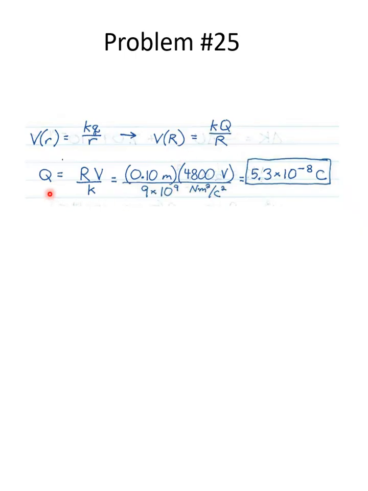And so then we're going to solve that for Q. Q is the radius of the sphere times the voltage at that position, 4,800 volts, divided by K. And you can see here in the denominator, in class and in my lecture videos, I might take that out a few more digits, 8.9876 times 10 to the 9th. But here, just to save a little time in writing, I just used 9 times 10 to the 9th. You should use the more precise version, 8.9876. But we get 5.3 times 10 to the negative 8 coulombs.